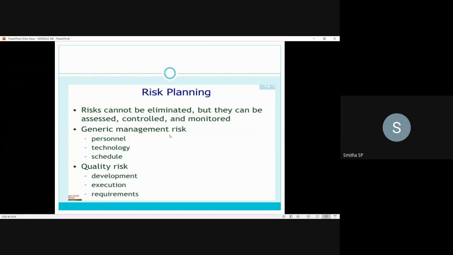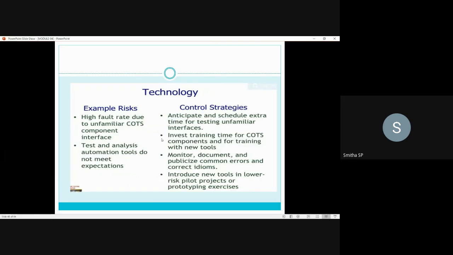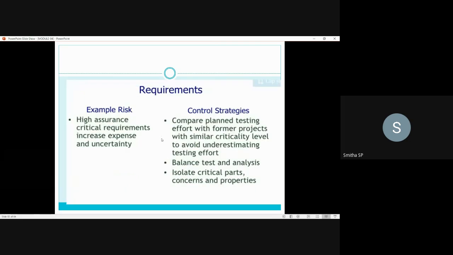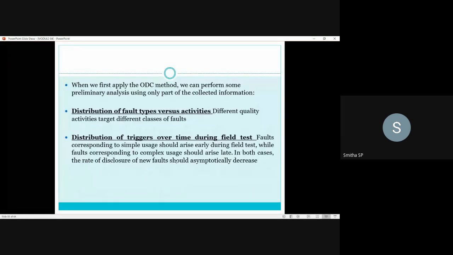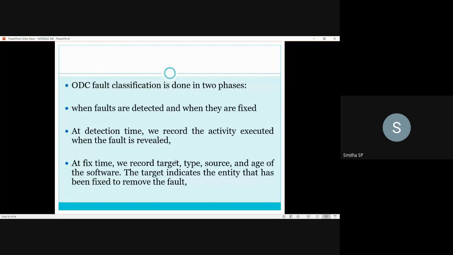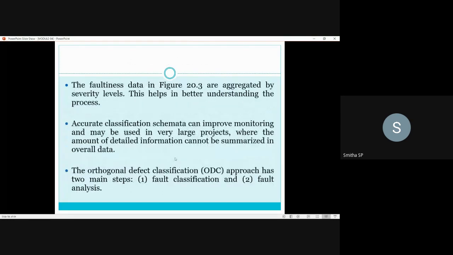Management risk and quality risk. So we have gone through those example risks, and in today's session we will be discussing the faults. What kind of faults can we see in software, and we'll discuss improving the process.